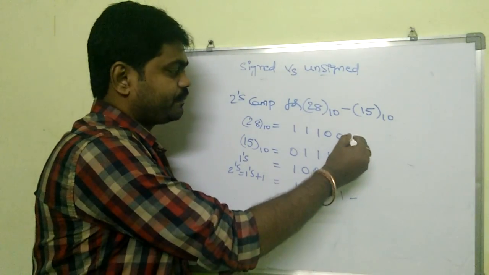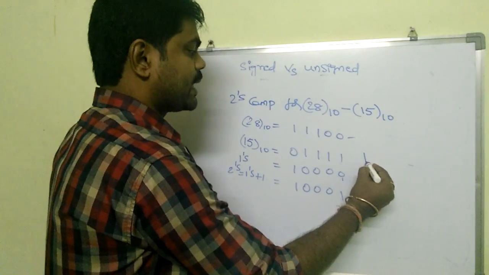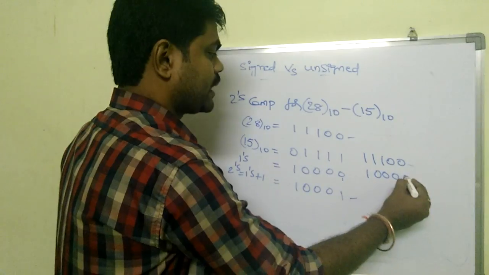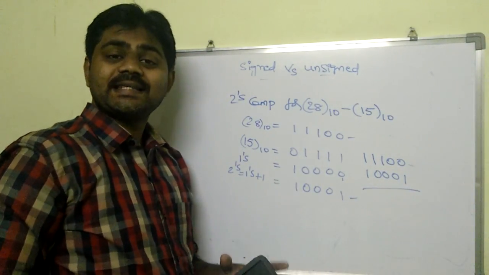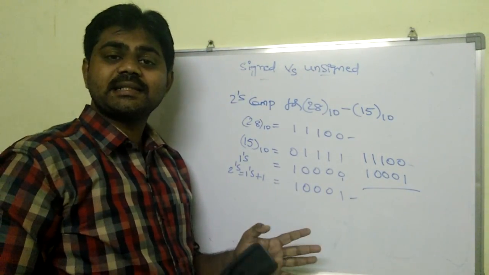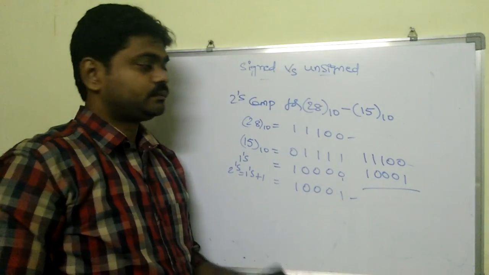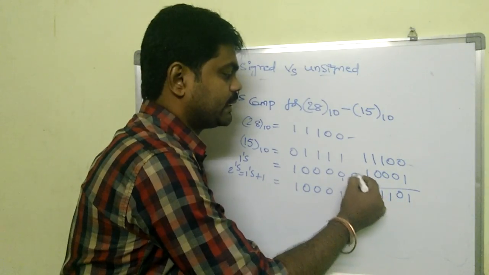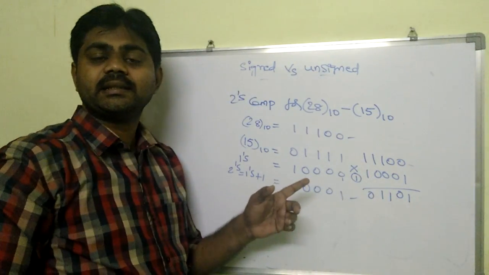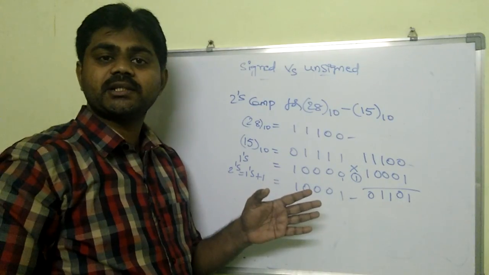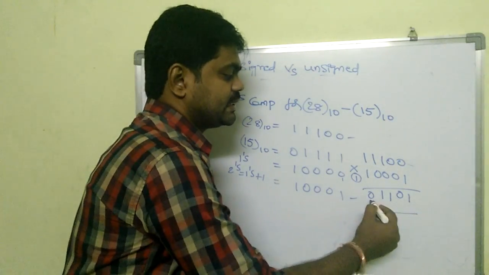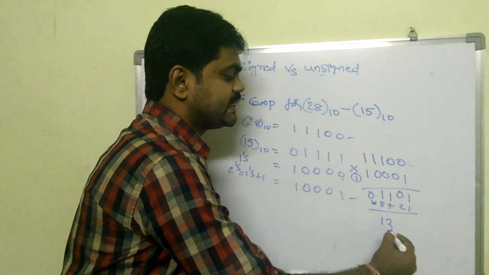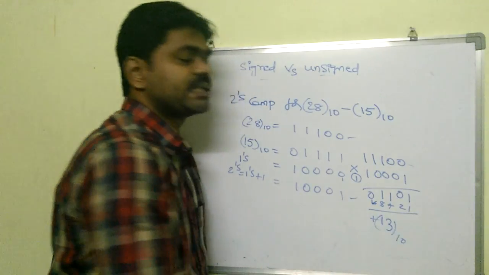Now add this one and this one. So 1, 1, 1, 0, 0 and 1, 0, 0, 0, 1. As I said, if we get any carry, just discard that carry. So 1, 0, 1, 1, 0 with carry 1. Discard this carry. Why? Because this is a 2's complement representation. Now see, this is 16, 8, 4, 2, 1. So 8 plus 4 plus 1 is 13. It's a positive number, of base 10.